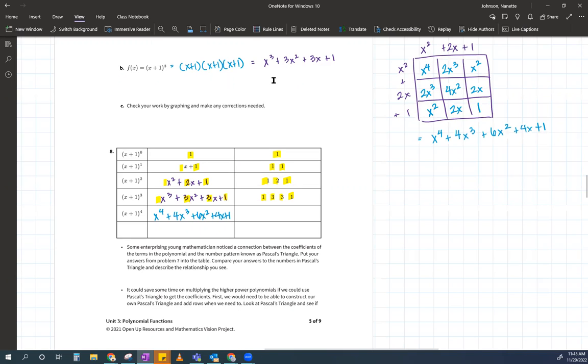Yeah, 1, 4, 6, 4, 1. Very good. 1, 4, 6, 4, 1. Okay. So that is correct. Now, if I said x plus 1 to the 10th, you would multiply, multiply, multiply out.